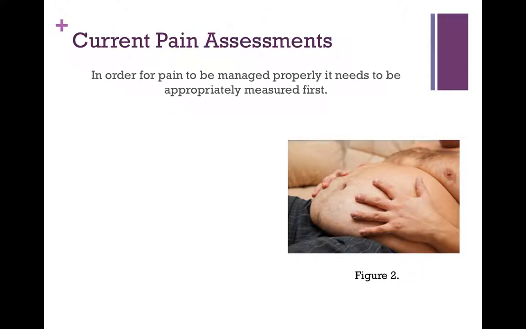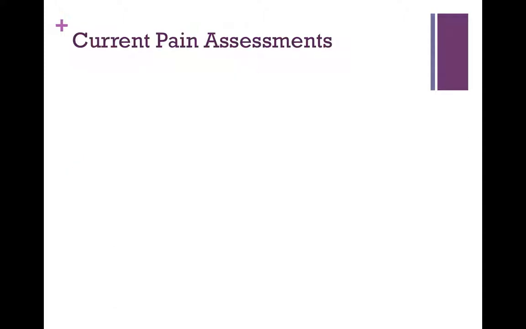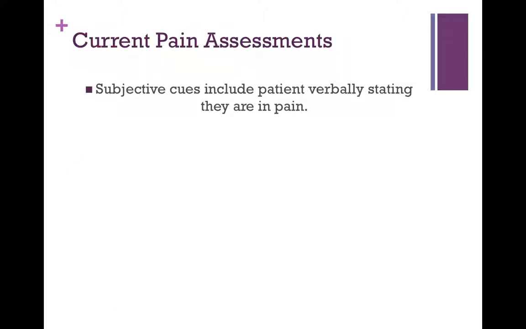In order for pain to be managed properly, it needs to be appropriately measured first. Therefore, a pain assessment is an important factor in the management of post-operative pain. This can be done to determine a patient's level of pain and discomfort, or to check if a previous management technique is successful. A pain assessment requires both subjective and objective cues. Certain objective cues include grimacing, wincing, increased heart rate, increased respiratory rate, or positional relief. Subjective cues include a patient verbally stating they are in pain or uncomfortable.